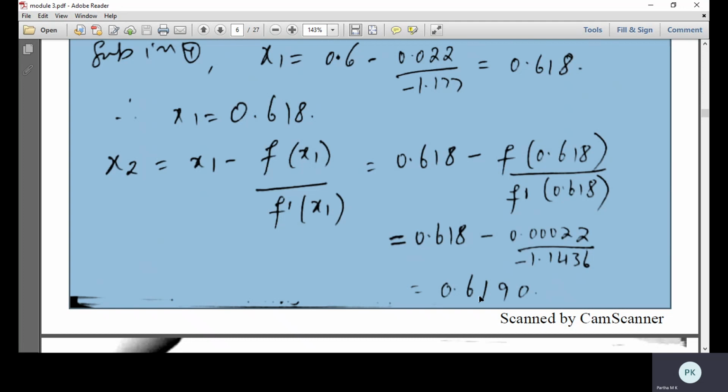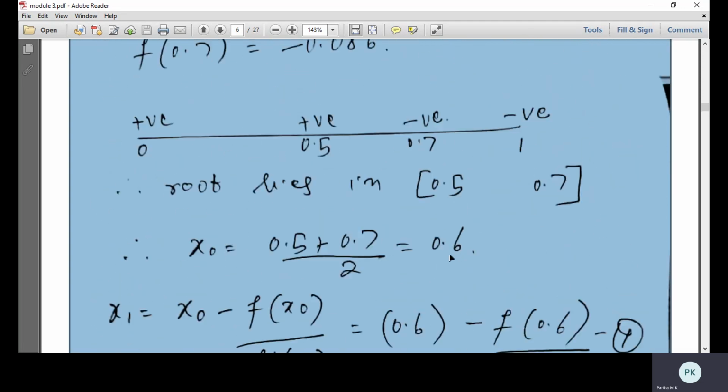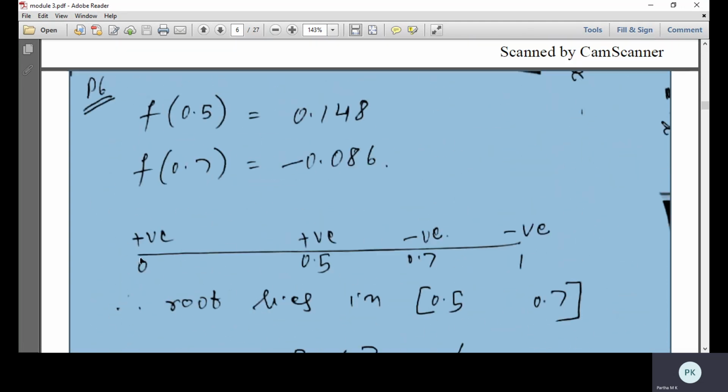X1 is 0.618, x2 is 0.6190. See, within 2 steps, we are able to get the value. Why? The reason is only this. Observe: if I had chosen 0 and 1 as the interval, then it is a problem. Choose a very small interval. Very small interval, very important. Observe, for 0.5 positive.